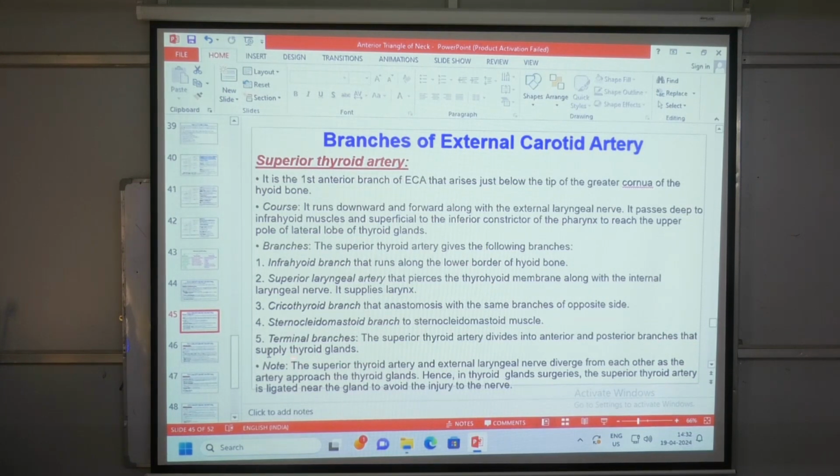Okay. The superior thyroid artery and external laryngeal nerve diverge from each other as the artery approaches the thyroid gland. Hence, in thyroid gland surgeries, superior thyroid artery is ligated near the gland to avoid injury to the nerve. Okay, this is important.